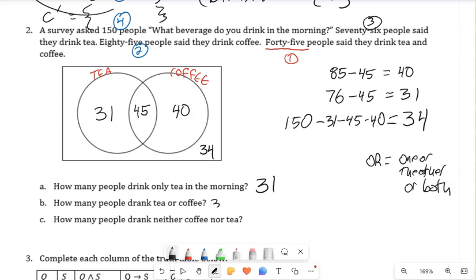So this would be the 31 plus the 45 plus the 40. That would be 116, I believe.